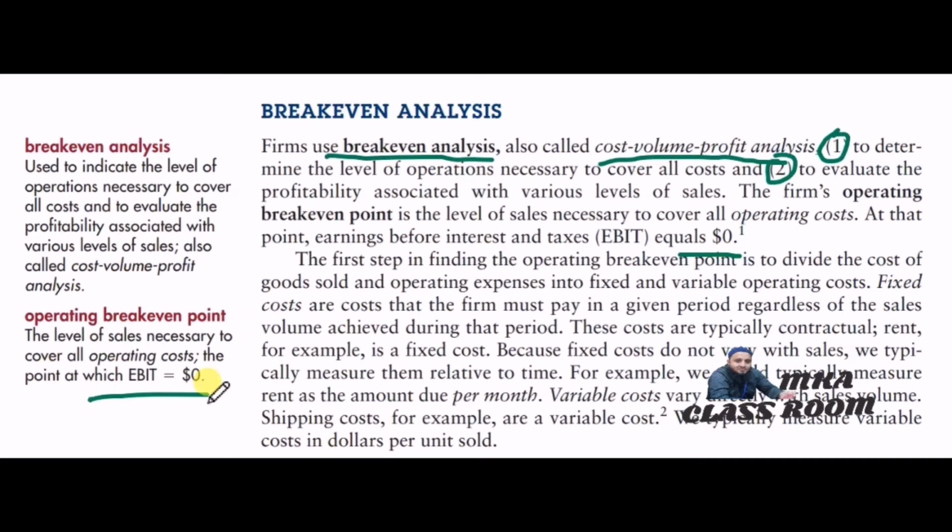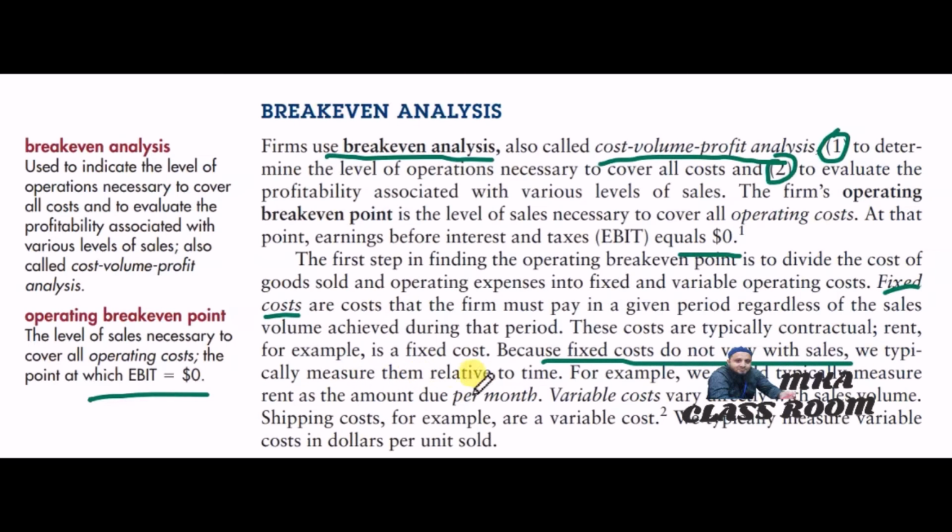The first step in finding the operating break-even point is to divide the cost of goods sold and operating expenses into fixed and variable operating costs. Fixed costs are the costs that the firm must pay in a given period regardless of the sales volume achieved during that period. These costs are typically contractual. Rent, for example, is a fixed cost because fixed costs do not vary with sales.